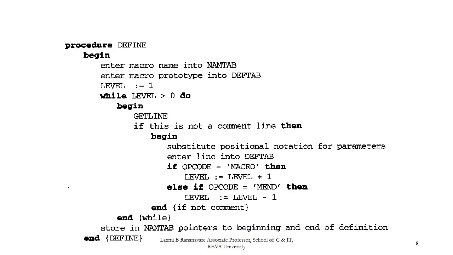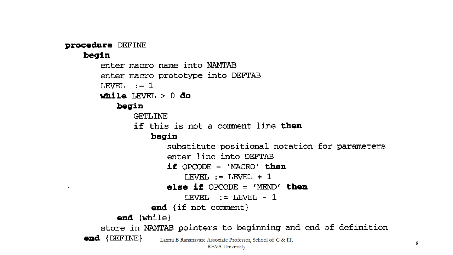Next procedure is the define procedure. The define procedure defines the set of instructions. That means when you find that the opcode is equal to the name of the macro, then you are going to enter that macro into the name table.